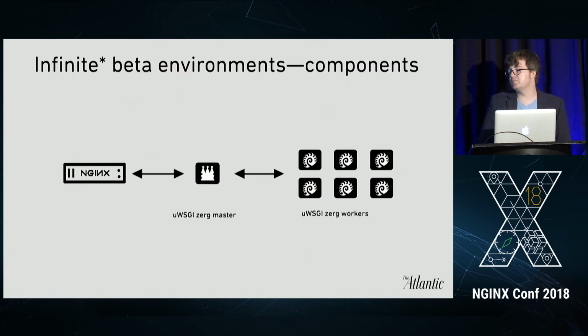Another name of a subsystem in uWSGI is Zerg mode. In Zerg mode, you have one very slimmed down uWSGI process that listens for requests and has a request queue. And you also have application workers, which when they come online, advertise themselves to the Zerg server, after which the Zerg master starts dispatching requests.